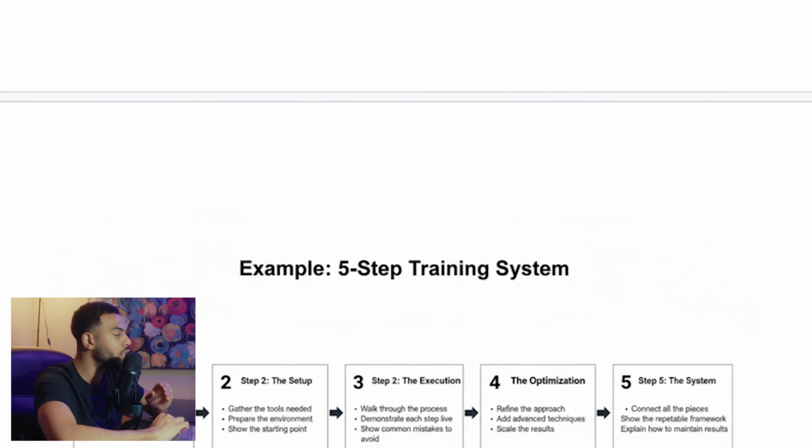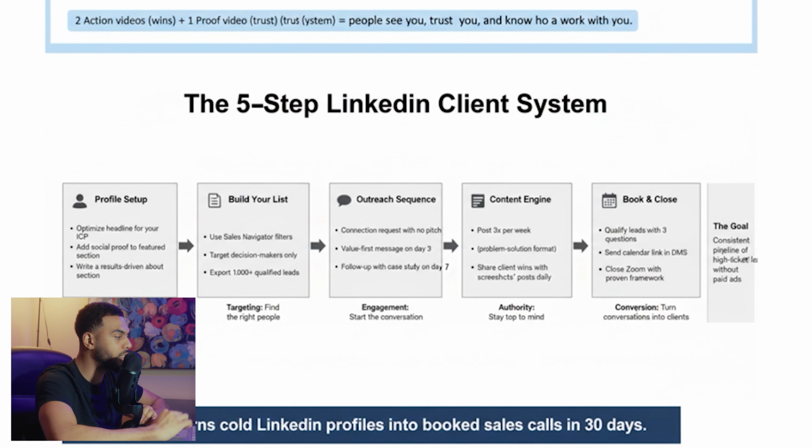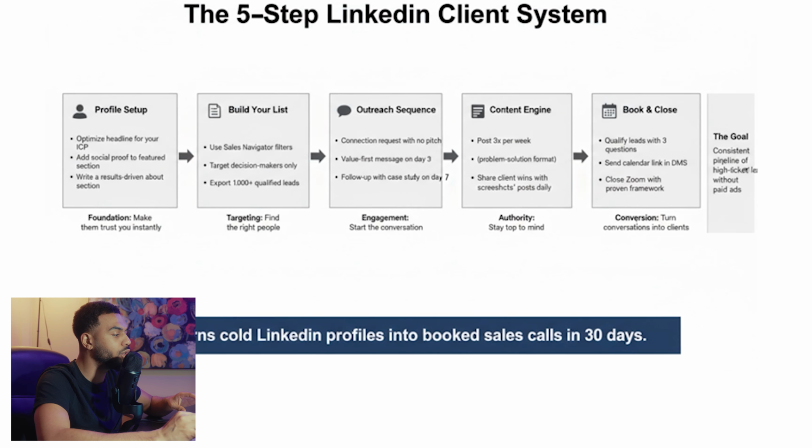So let's say you were a LinkedIn outreach agency. This is how you would do a training video. You'd start off with each of your services, right? So you have profile setup, build your list, outreach sequence, content engine, book and close, and then show them what they would get after if they do this. And it goes one by one, like you're showing them your entire method, showing them everything.